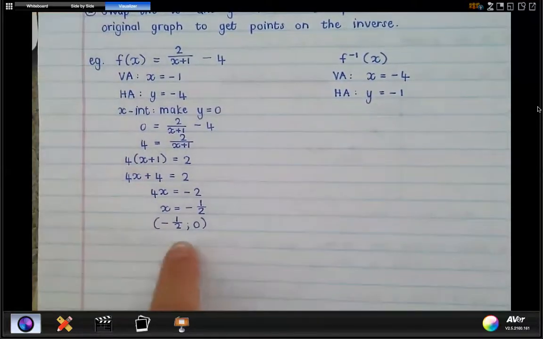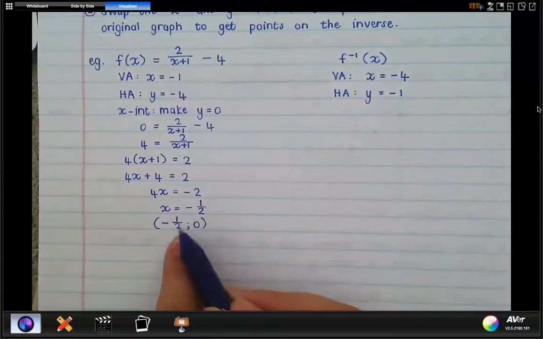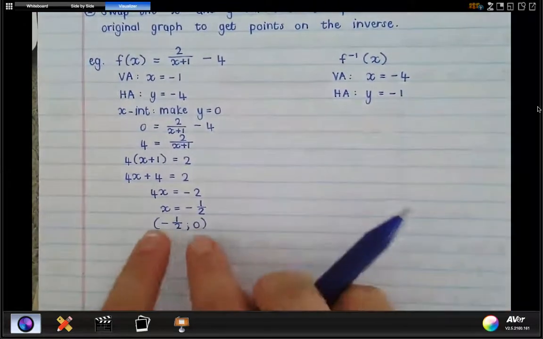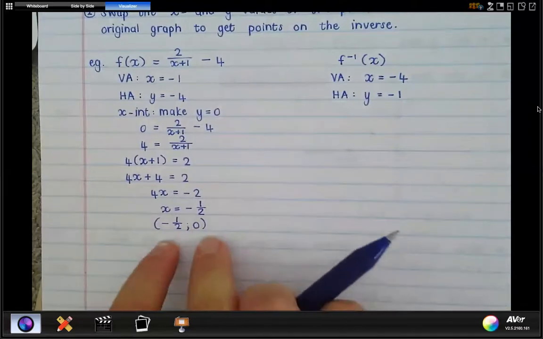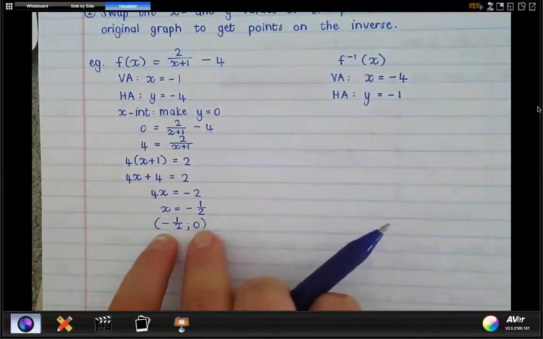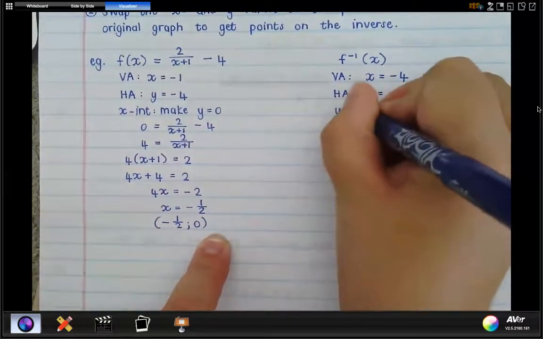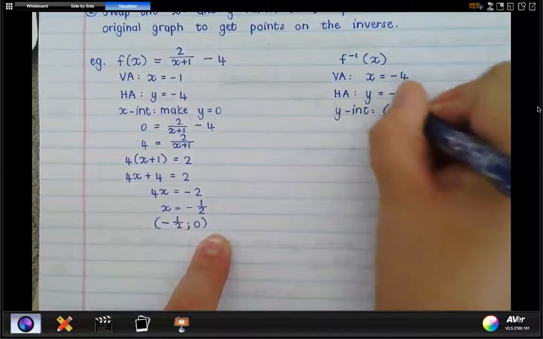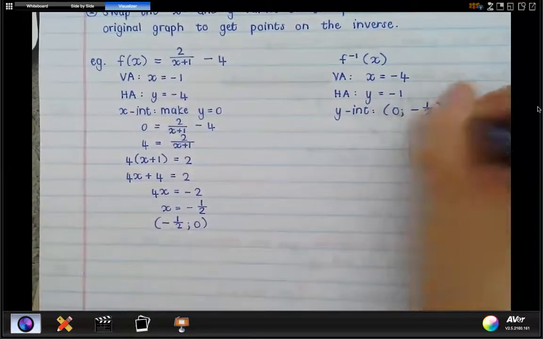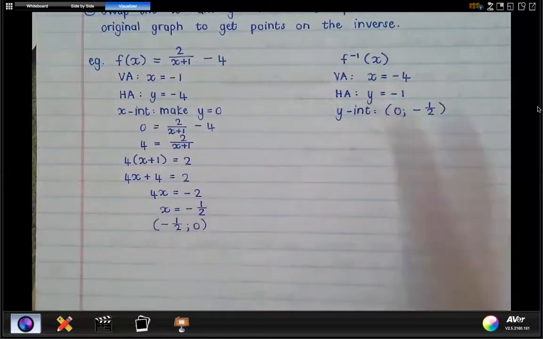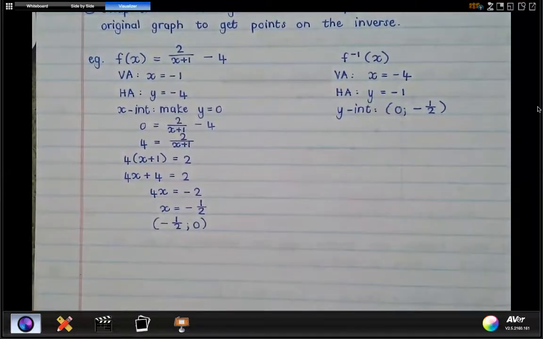Okay, so that's good. So now the x-intercept of the original graph is going to become the y-intercept of the inverse, because to get a point on the inverse, all we need to do is swap x and y around. If I have (-1/2, 0), all I have to do is swap those two around, and that will give me the point (0, -1/2). Which we know, if you have a point where your x value is 0, that is the y-intercept. So the x-intercept of the original graph becomes the y-intercept of the inverse. X and y swap around.